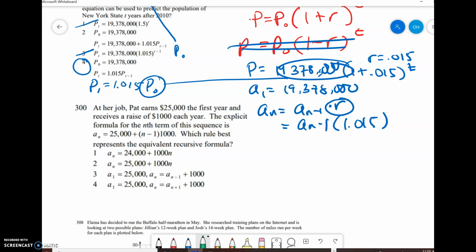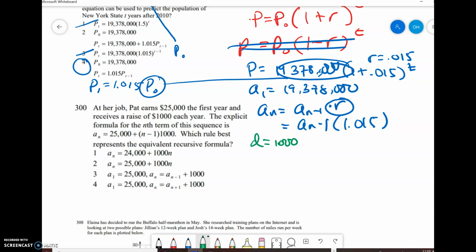At her job, Pat earns $25,000 for the first year and receives a raise of $1,000 each year. The explicit formula for the nth term of the sequence is best modeled by this. So this is for an arithmetic, which makes sense because our common difference is 1,000 because each year she's getting a flat raise of $1,000 each year. That doesn't change. It's always 1,000 each year.